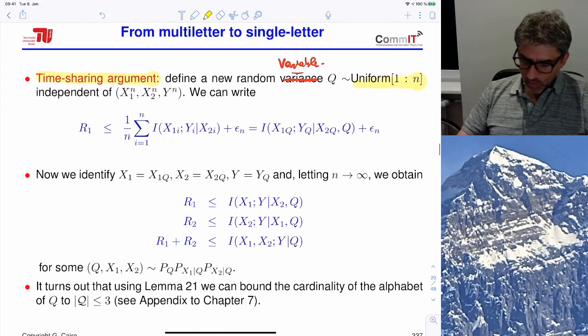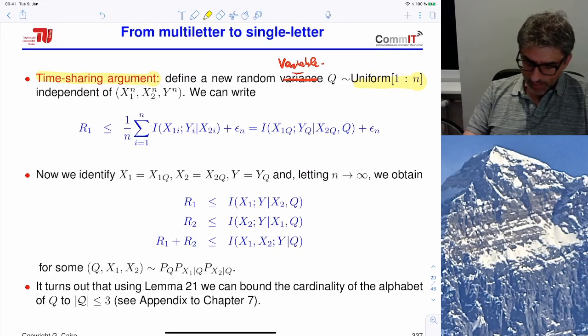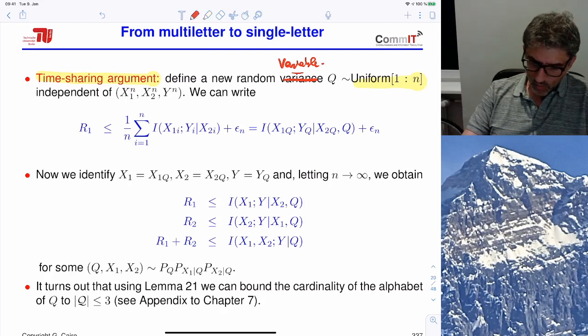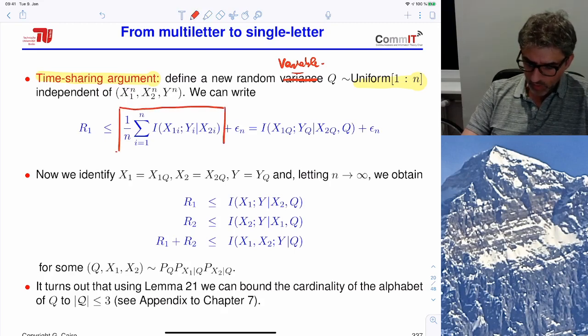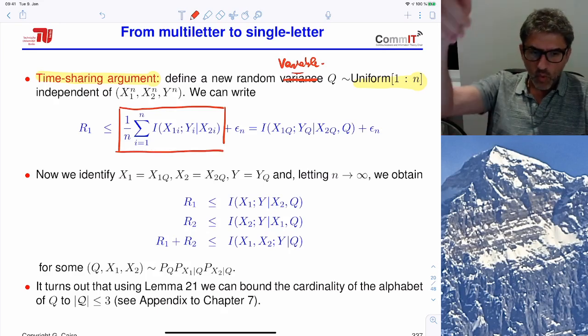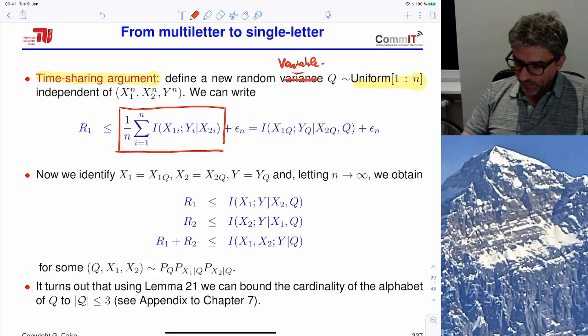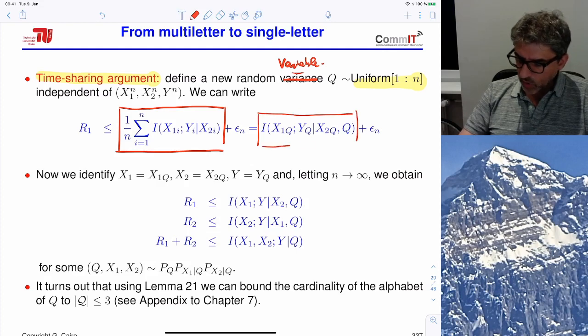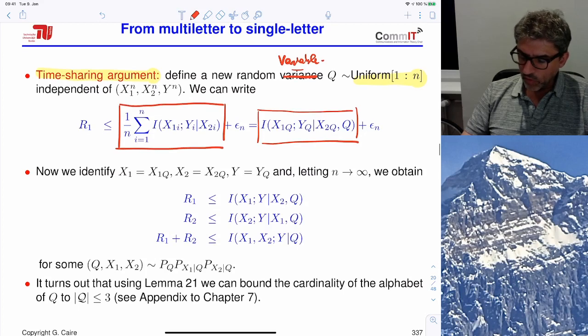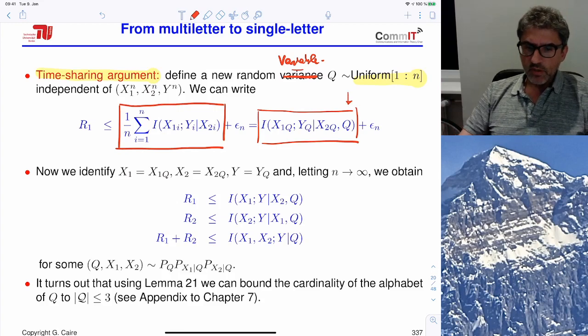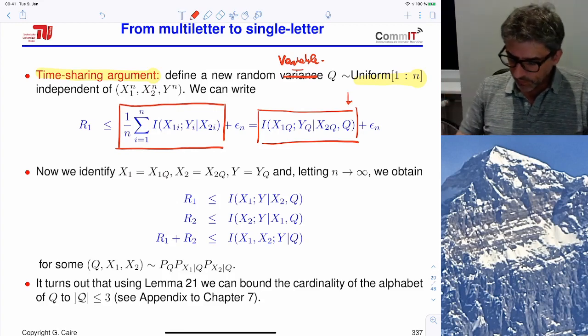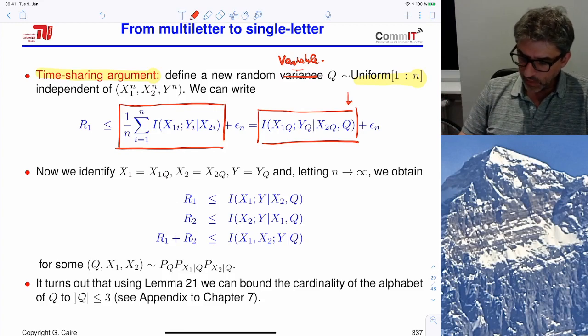So basically, you recognize that written in this way, this sum of mutual information, this sort of empirical mean of mutual information, 1 over n times the sum of all the mutual information, is in fact the conditional mutual information written in this way, where Q is uniform from 1 to n, because that's precisely the definition of conditional mutual information. You simply average the mutual information for a fixed conditioning variable, and then average with respect to the conditioning variable.